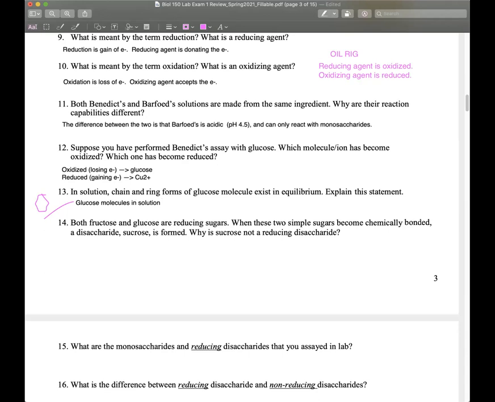The answer really is that nothing tells it to take the ring form over the linear form. If it's dissolved in water, it just spontaneously switches from one form to another. And so you'll have these two forms in equilibrium. At any given time within your glucose solution, half of the molecules are going to be in the ring form and the other half in the linear form. It's a spontaneous process going from one shape to another.